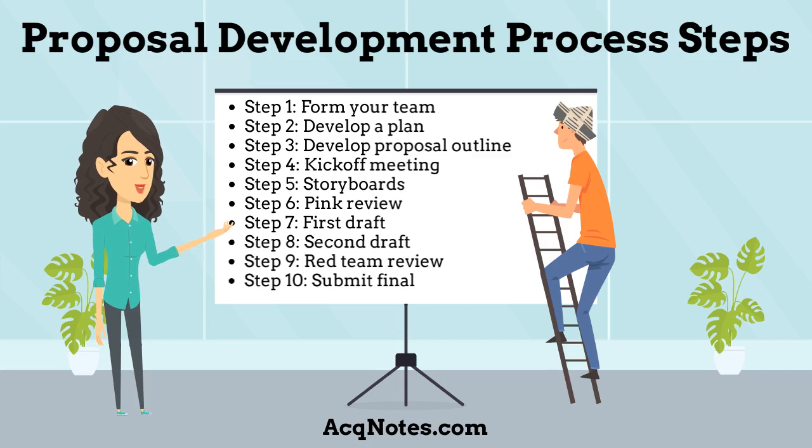There are 10 notional steps associated with the proposal development process. These steps are: Step 1, form your team. Step 2, develop a plan. Step 3, develop the proposal outline. Step 4, conduct a kickoff meeting. Step 5, develop storyboards. Step 6, conduct a pink review. Step 7, develop your first draft. Step 8, develop your second draft. Step 9, conduct a red team review. And finally, Step 10, submit final draft for review. I will go through each of these steps next.